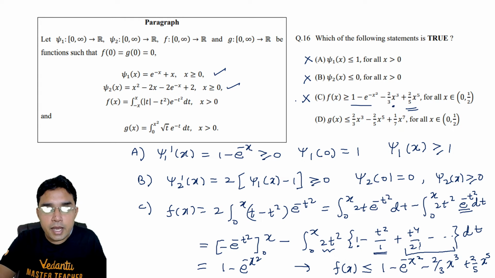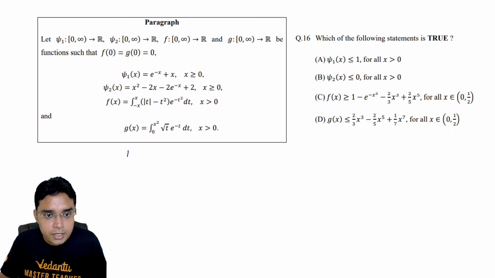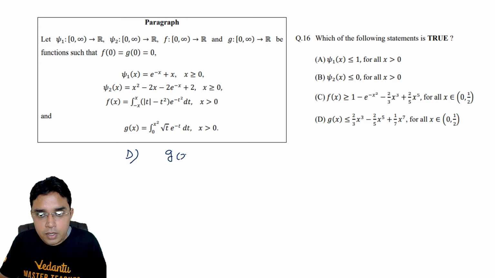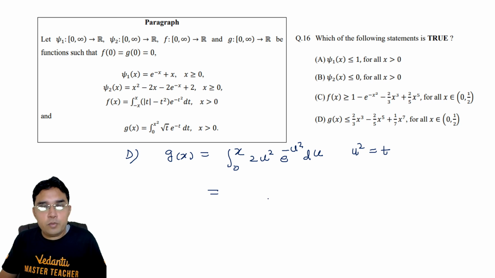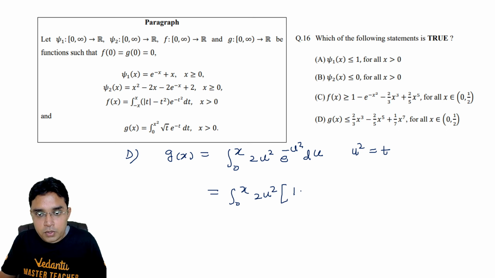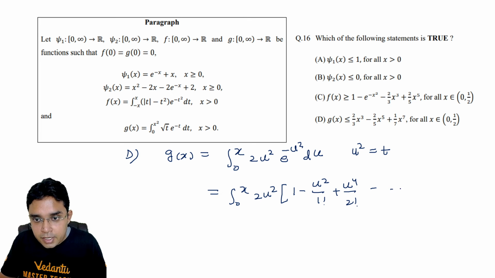Now similar to this, I think the G part can also be done. Please see for the D part, first of all I will be putting t as u square, as I did in the other part of this paragraph also. So it will be 0 to x, and this t after doing the substitution will become 2u square e power minus u square du. Now this cannot be integrated, so once again I will be doing expansion only. So 2u square into (1 minus u square upon 1 factorial plus u power 4 upon 2 factorial, and so on).